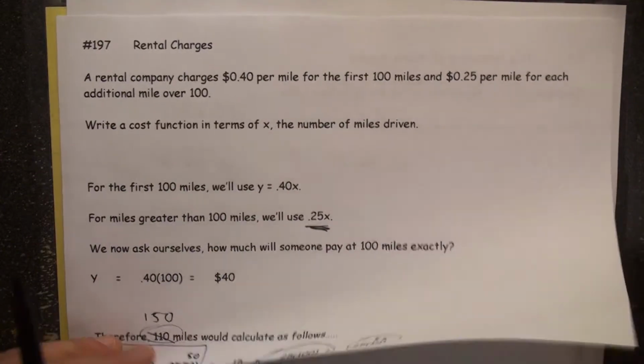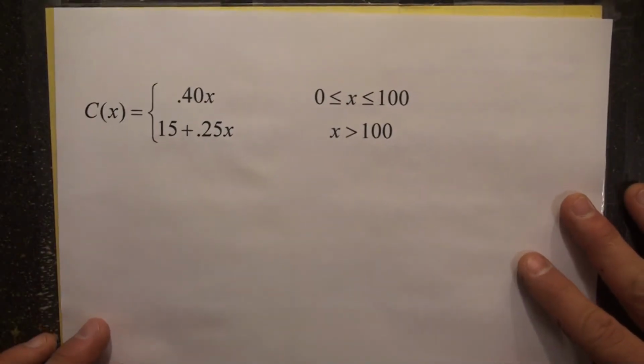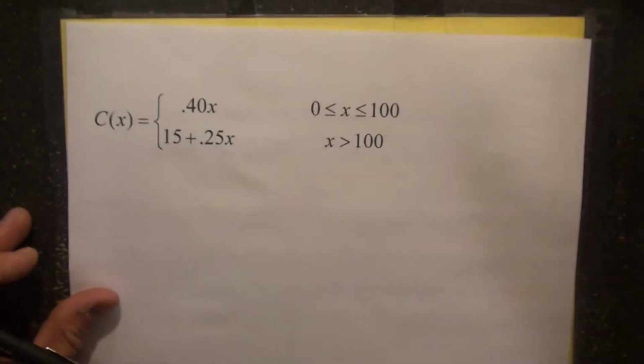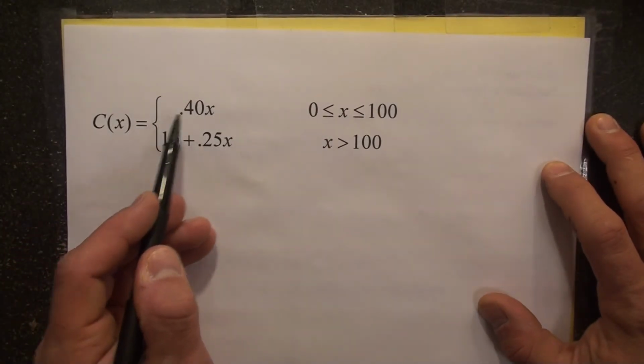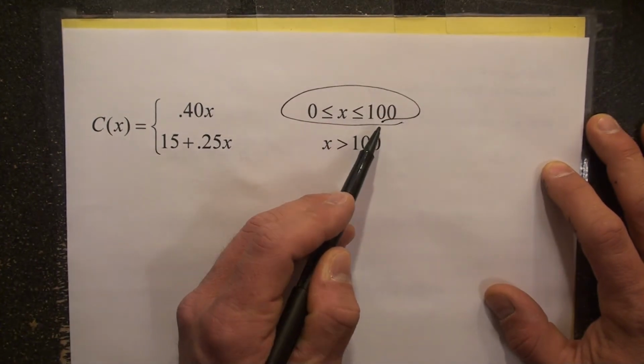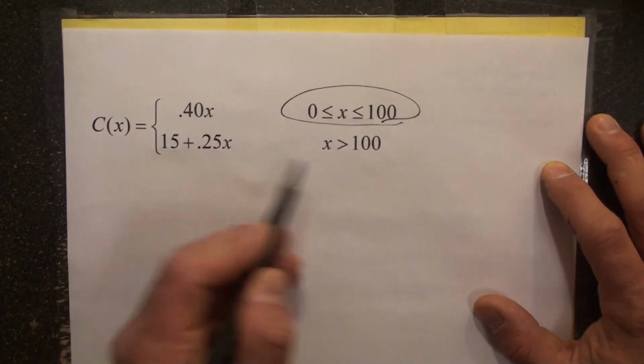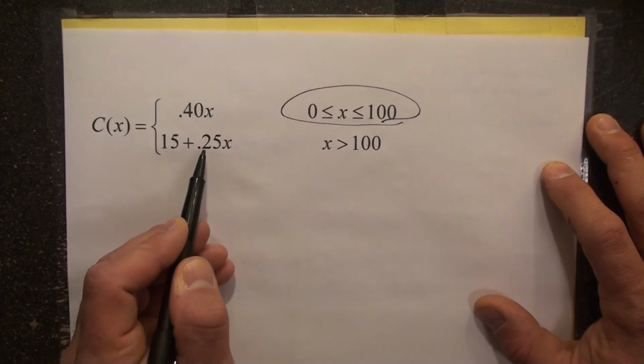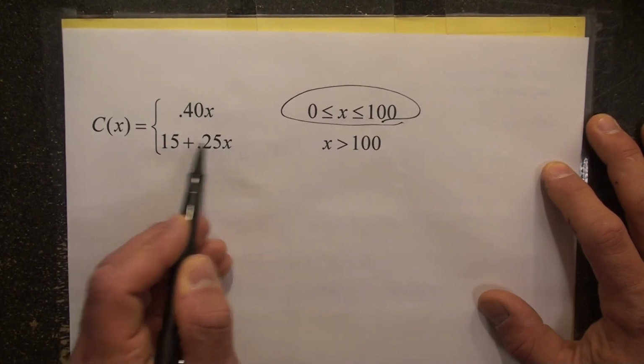So as it turns out, this would be your piecewise function. Basically we're saying that the cost is going to be equal to 40 cents times X if X is less than or equal to 100. But when X is greater than 100, we're going to do a quarter times X, and we're only going to add $15.